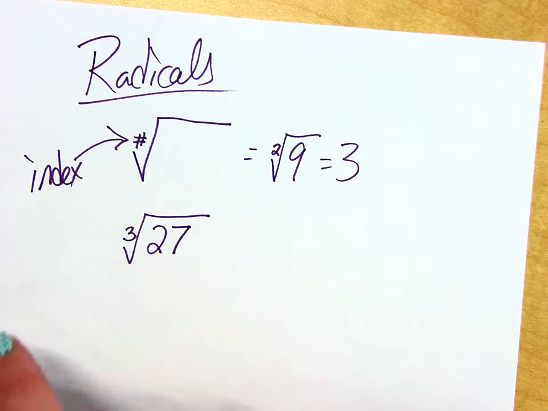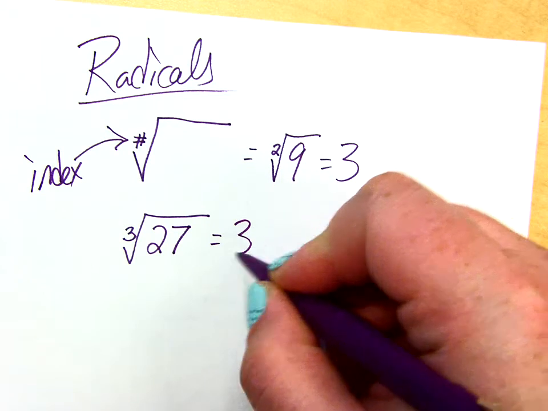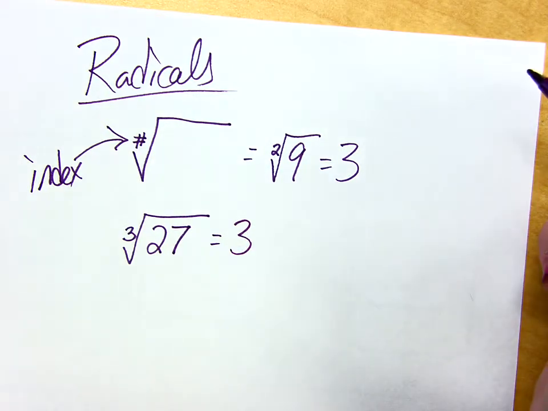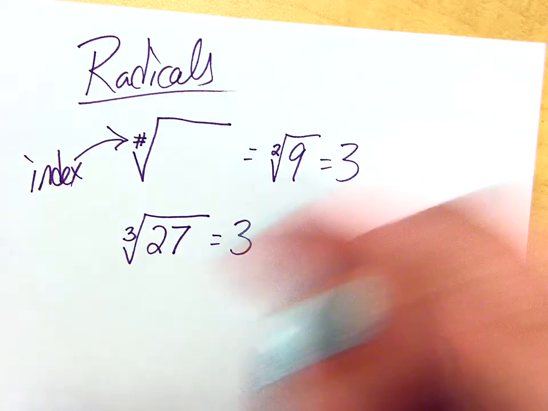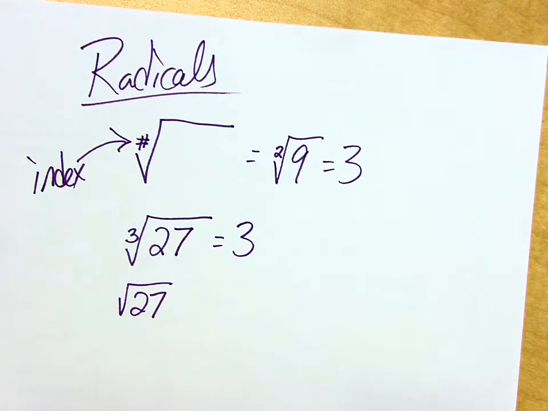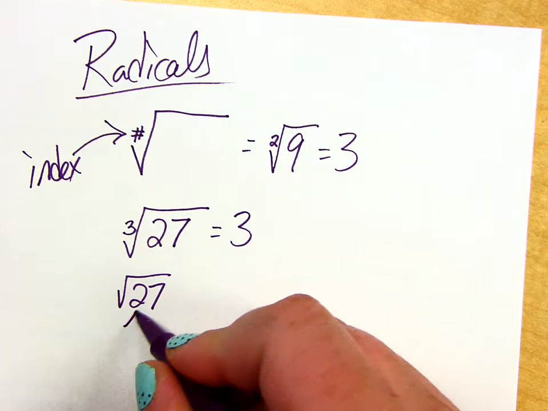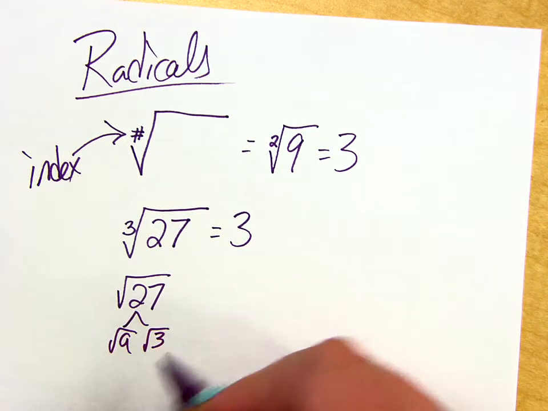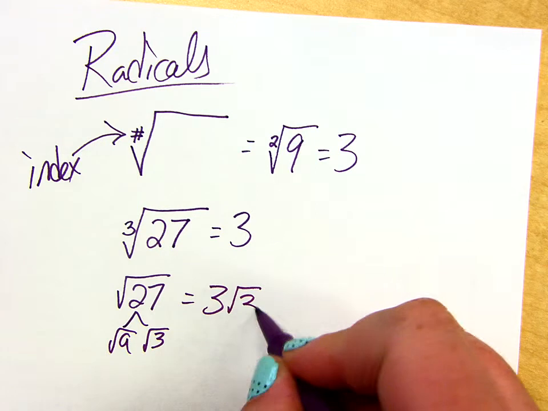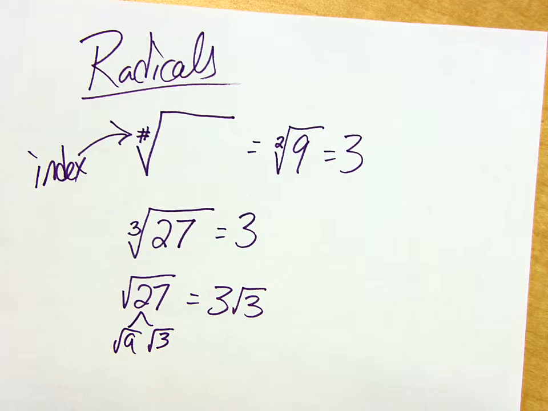The cube root of 27, oh look, it's in my list. What is the cube root of 27? Just 3. The square root of 27 is not 3. It's totally different. If I ask you what the square root of 27 is, you're like, oh, well, 27 is not a perfect square because it's not in my list of perfect squares, right? So the best I could do is split this up into the square root of 9 and the square root of 3. So this answer is actually 3 root 3. Big difference between a cube root and a square root.